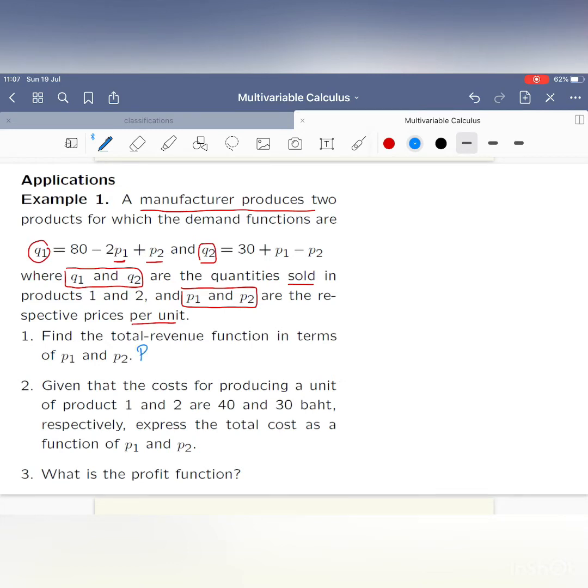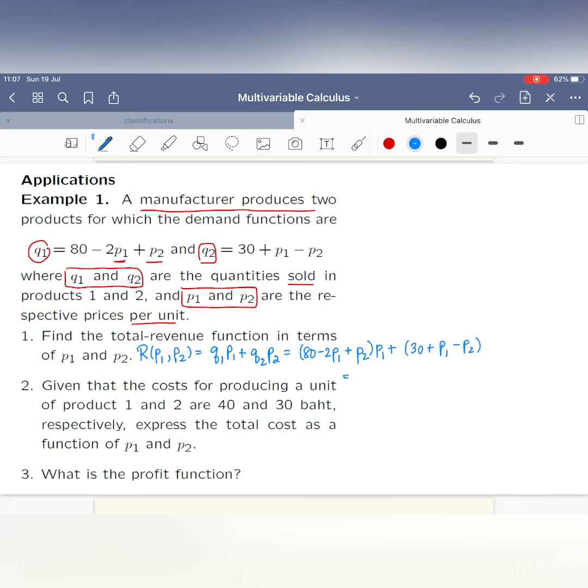Don't forget that the revenue is the money that you obtain from all the selling. So the revenue should be found from the quantity that you can sell multiplied by the price per unit, and likewise for the second product. Your Q1 is in terms of P1 and P2, 80 minus 2 P1 plus P2, multiplied by the price of the first product, and the quantity Q2 is 30 plus P1 minus P2.